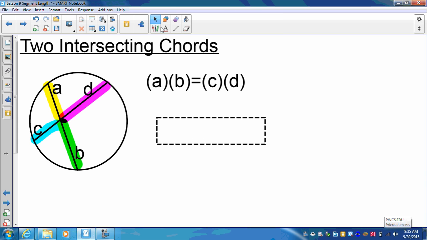And the relationship we have is that the two smaller segments from the first chord, if I multiply those lengths together, that's going to be equal to if I take the two smaller segments from the other chord and multiply their lengths together. So obviously the segments are not always going to be called A, B, C, and D, but it's one chord, the two little segments multiplied, it's equal to the other chord's two little segments multiplied.